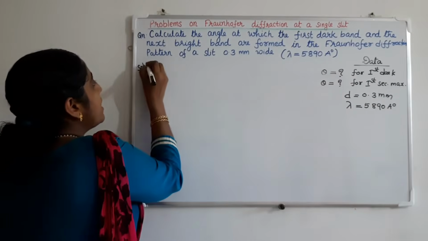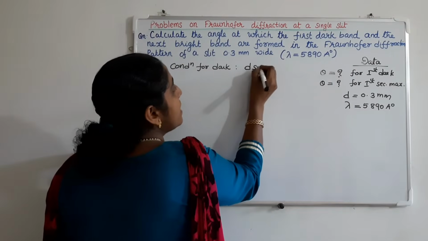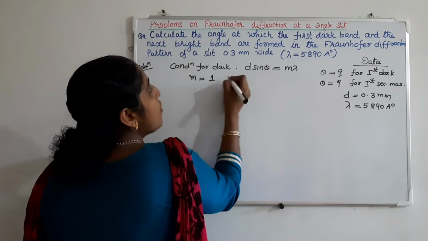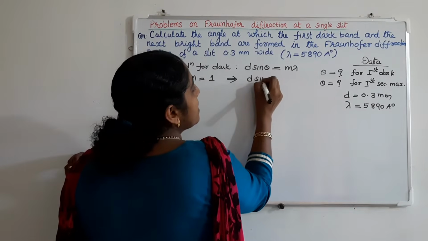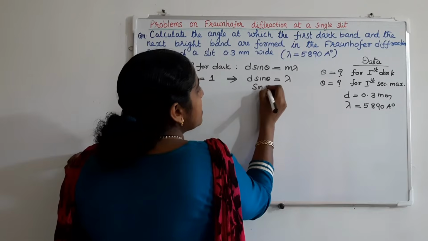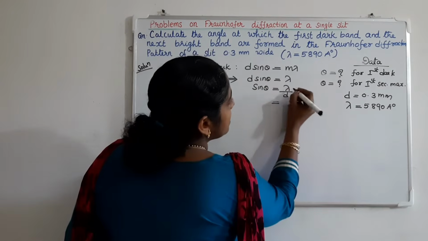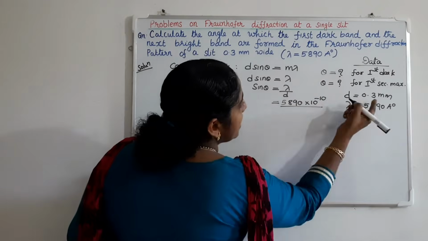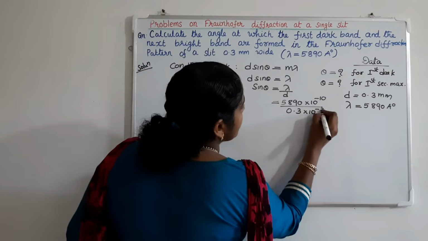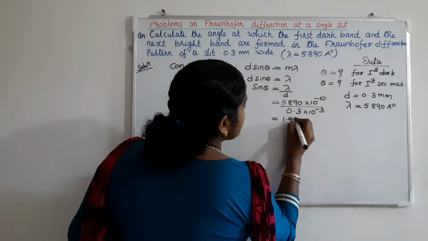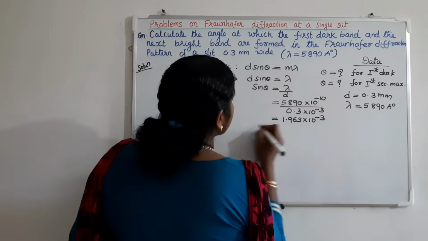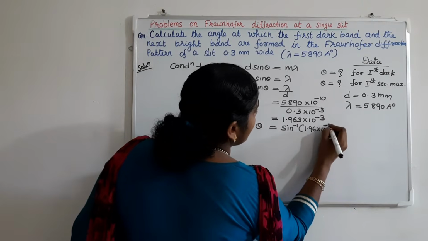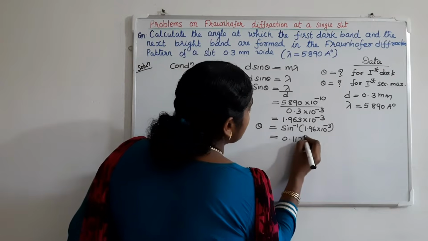First we can find the angle of diffraction for the first dark band. For that we apply the condition for dark band, that is d sin theta is equal to m lambda. Here first dark means m is equal to 1. So d sin theta is equal to lambda, that is sin theta is equal to lambda by d. Lambda is 5890 angstrom, that is into 10 raised to minus 10, divided by d, which is 0.3 into 10 raised to minus 3 meter, that is equal to 1.963 into 10 raised to minus 3. So theta is equal to sin inverse of 1.963 into 10 raised to minus 3. On calculating, we get 0.112 degree.